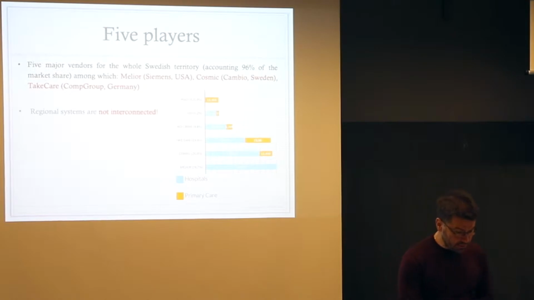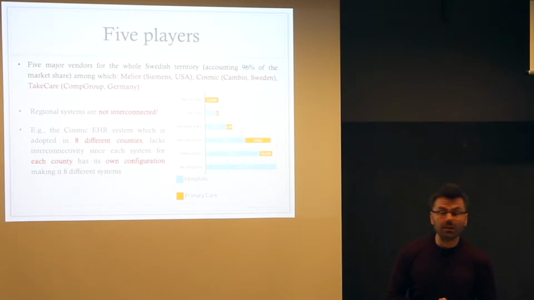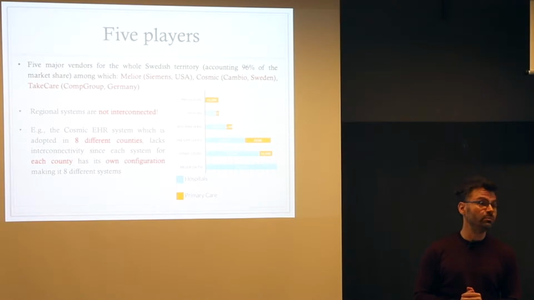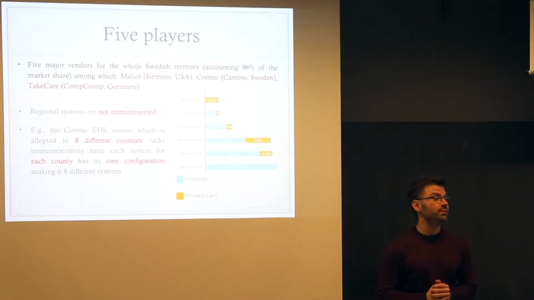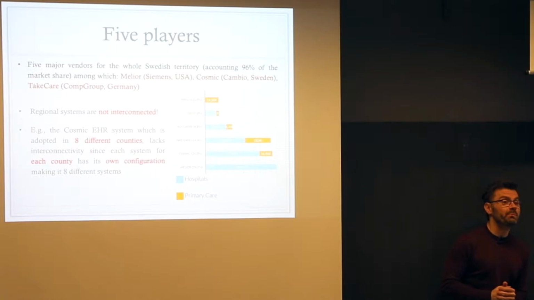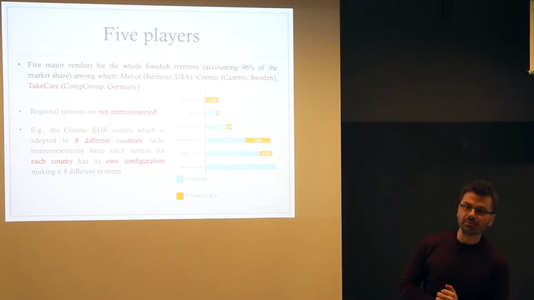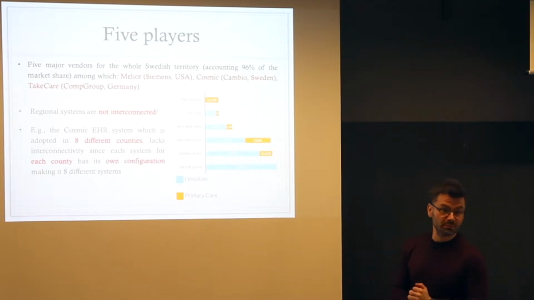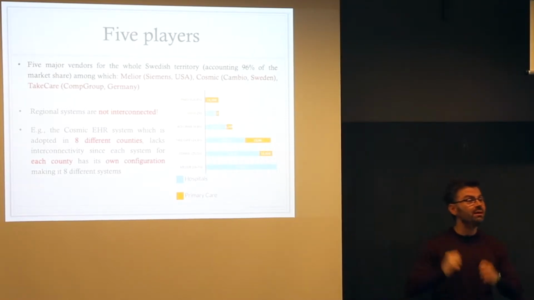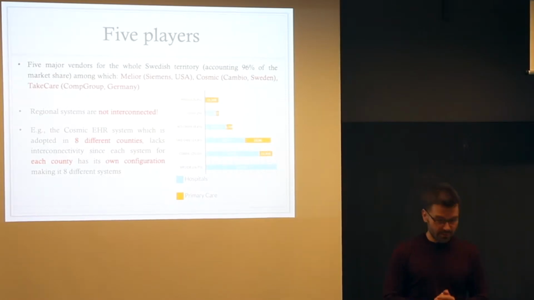And mainly, as you can see, the main problem is that those systems are not interconnected. So each county in Sweden has its own system, and typically they have their own configuration. As a simple example, the Cosmic EHR system is adopted in 8 different counties, and each one of them has its own configuration, making it 8 different systems. So integrating those systems together is a big project in Sweden, and it will take long to be accomplished. But this is excellent for us because it gives us heterogeneous data sources to work on, and a good source for funding as well.